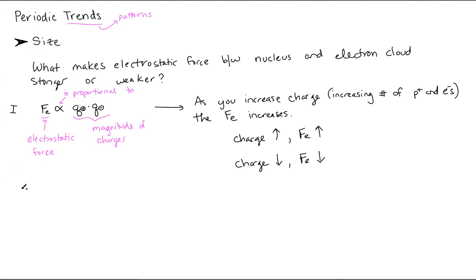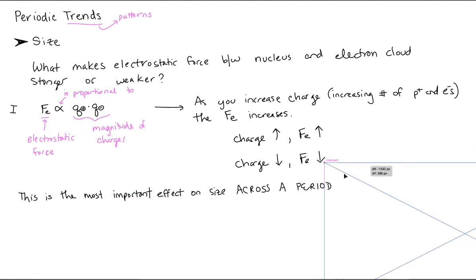Let's actually look at what that means. So let me write, this is the most important effect on size across a period on the periodic table. Okay, this is the most important effect on size across a period on the periodic table. Okay, so what I want you to know is that, let's look at it first and then we'll write it. So let's look at this here.